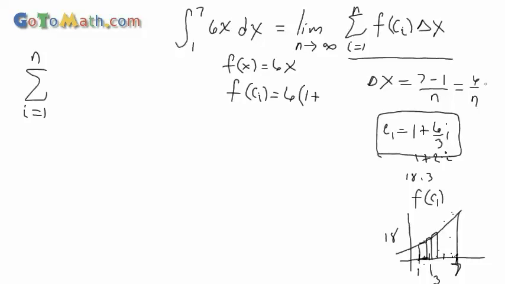I mean, delta x is 6 over n. I'm like losing my mind here. 6 over n, and then times i. Okay, so there it is. That's our c i right here. This should be an n right here. I think I was just doing an example for this last problem.